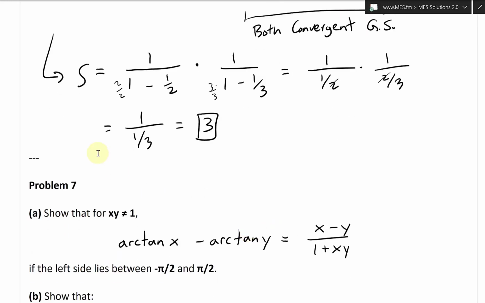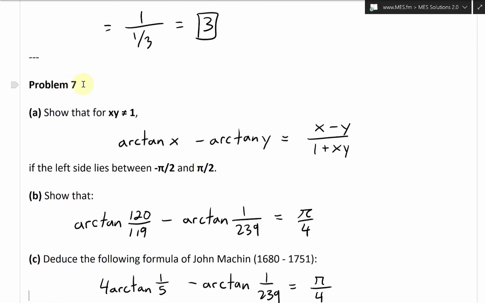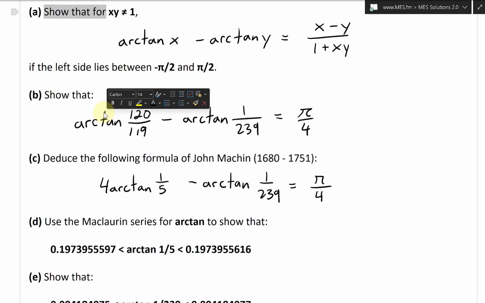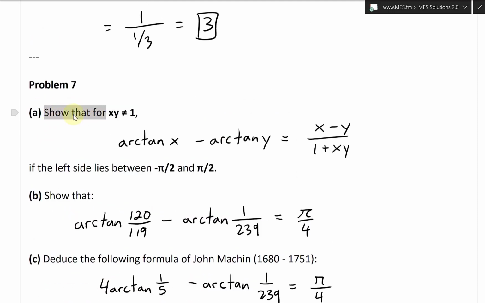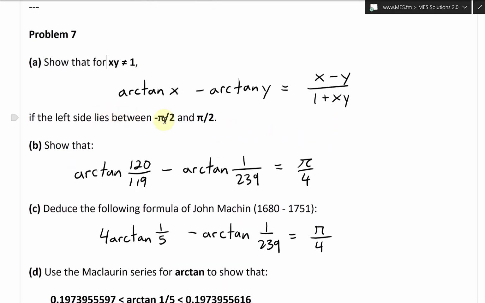Alright, now let's continue further, and now let's look at problem 7. And so it has, let's see, how many parts is it? 6 parts. So part A says, show that for xy not equal to 1, that arctan x minus arctan y is equal to arctan of (x minus y) divided by (1 plus xy), if the left side lies between negative pi over 2 and positive pi over 2.